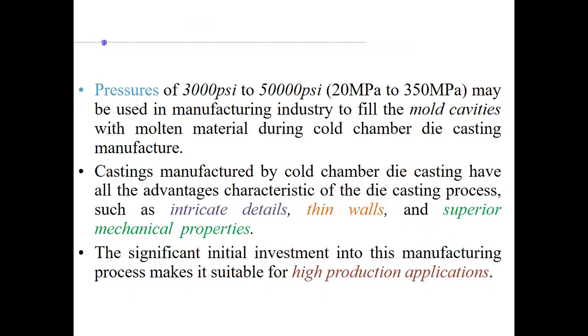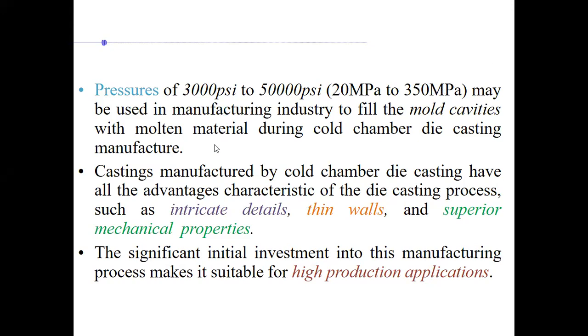You see here, pressures of 3000 pounds per square inch, psi. In megapascals, we usually say 20 to 350. So those pressures may be used in the manufacturing industry to fill the mold cavities with molten metal during cold chamber die casting. To be able to push that molten metal inside, this is the general pressure range.